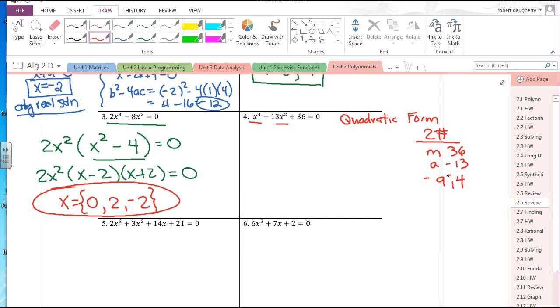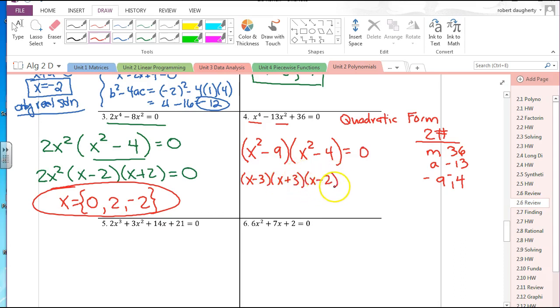So I can write this as x squared minus 9 times x squared minus 4 is equal to 0. Then I recognize both of these are perfect squares, or difference of squares. So this is x minus 3, x plus 3, x minus 2, x plus 2 equals 0. That is the complete factorization. Now to solve it, you set each of those equal to 0. You get 3, negative 3, 2, negative 2. There are 4 solutions to this particular equation.